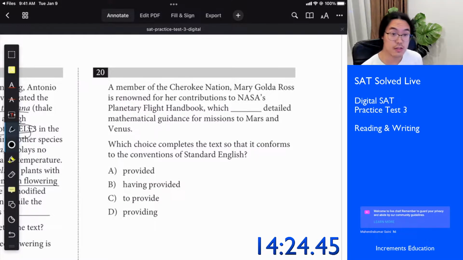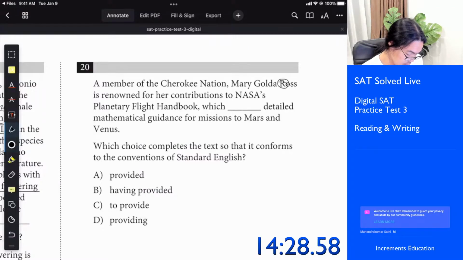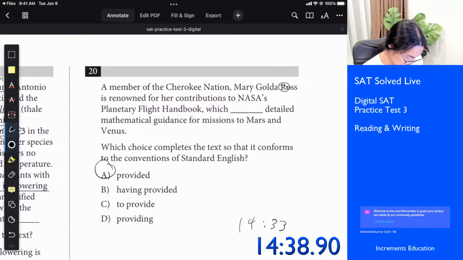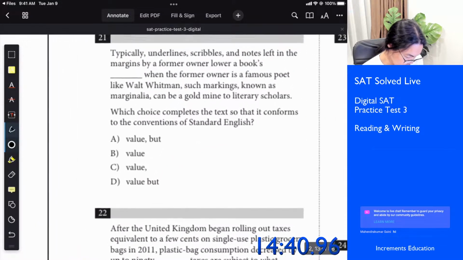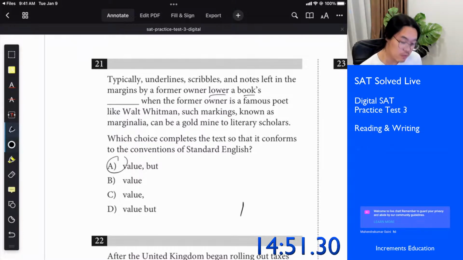But yeah, I don't know if I can do another stream. This is rough. Ross is renowned for her contributions to planetary, which provided, okay, 1433. It's past tense because it's past accomplishment. Typically, underlines, scribbles, and left in the margins lower a book's value, but such markings, okay, 1450.